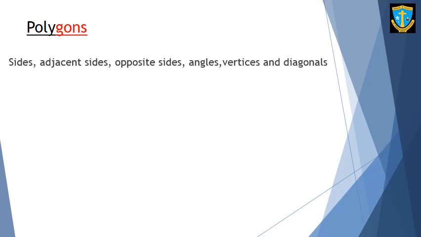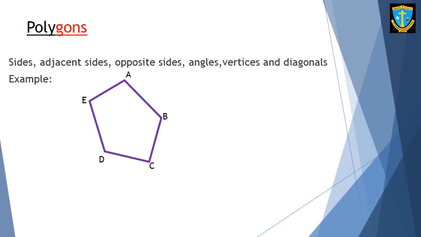So let us start naming the sides, adjacent sides, opposite sides, angles, vertices and diagonals of the given polygon. For example, this is a polygon. Let us count the number of sides it has. Yes, it is a 5-sided polygon. It is called the pentagon. Let us mark the vertices. It has 5 sides, and marking the vertices: point A, point B, point C, point D and point E. Penta means 5, gon means side.